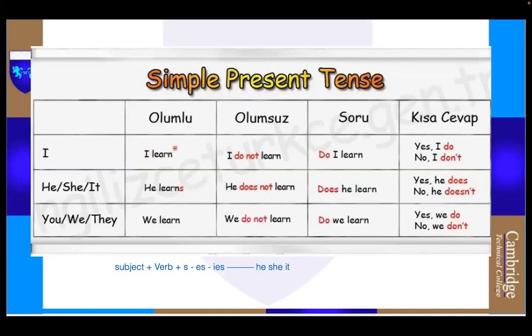I learn, I speak, I drink, I sleep, I study. The same thing. But when we have he, she, it, we need to put the s. He learns. Okay? He speaks. He walks. She eats. It plays. He, she, it, we need to add the s. And the other pronouns, we don't need to put anything. You, we, they, we put the verb as it is. We don't use the s. Is that clear?